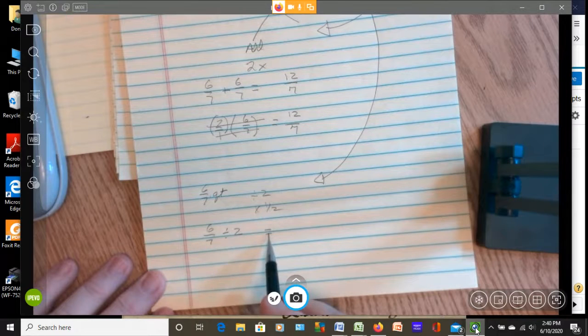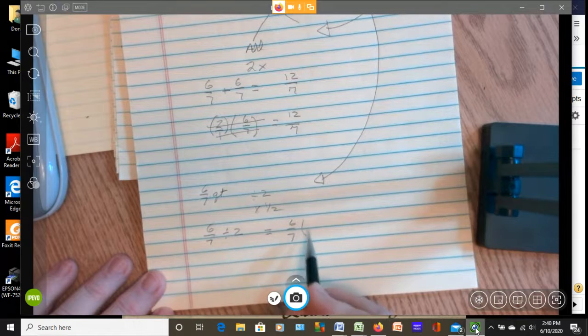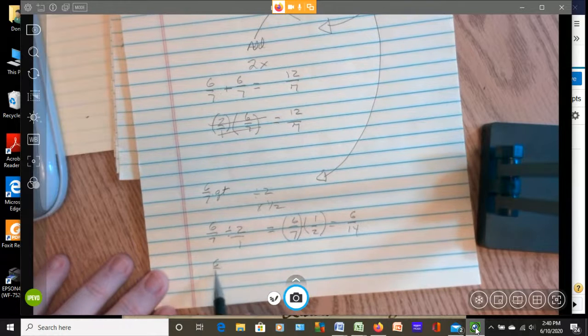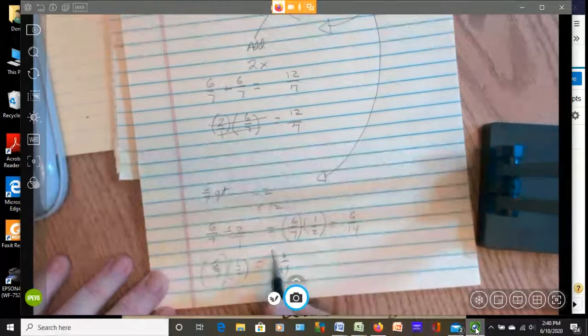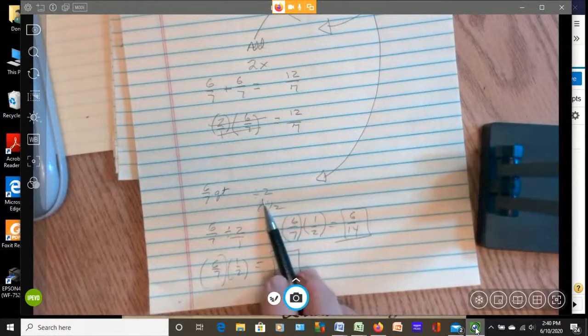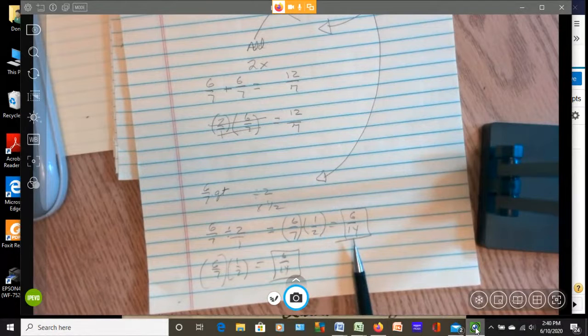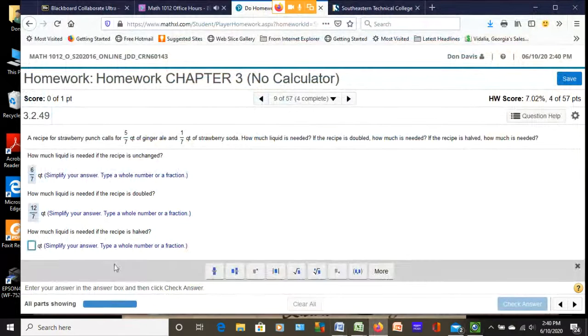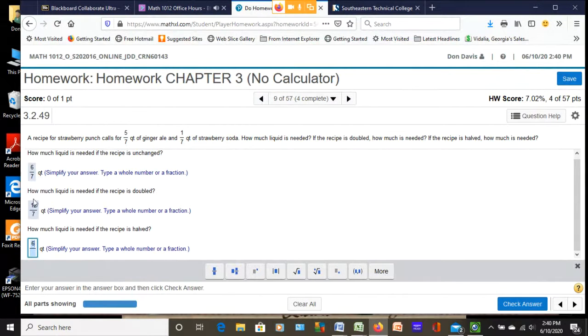How do you do this? Keep, change to multiplication, flip. You get that? That's going to be the same thing you get if you say 6/7 multiplied times 1/2, isn't it? You're going to get 6/14. So either way you think about it, either dividing by 2 or multiplying by 1/2, the half recipe is going to be 6/14. And let's see if that's what they wanted.